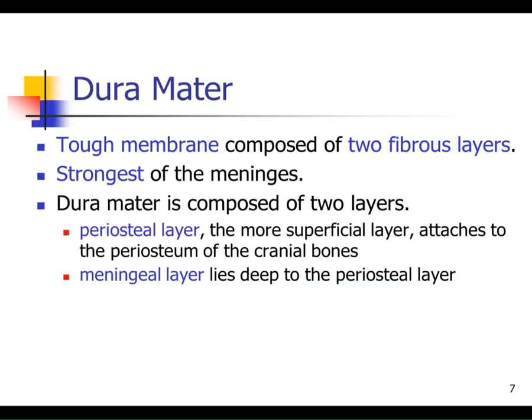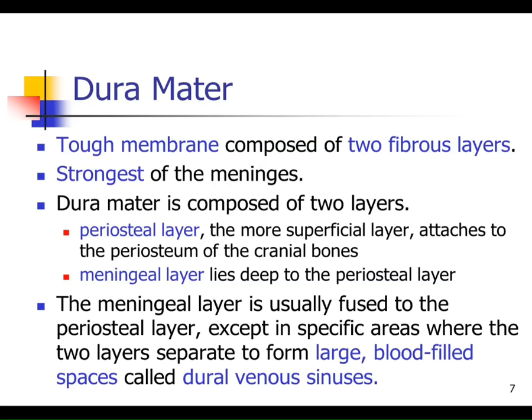Okay, what do their names suggest? The periosteal layer sounds like it's associated next to the bone, right? Perioste. And the other layer must be closer, if you will, to the brain or to the meninges. And so that's a deeper layer. I'll show you a picture of these. Now, normally, these 2 layers of the dura are fused together, and you would not see them as 2. But there are a few places where these 2 layers separate, and where they separate, they fill up with blood, and these blood-filled areas are called the dural venous sinuses.